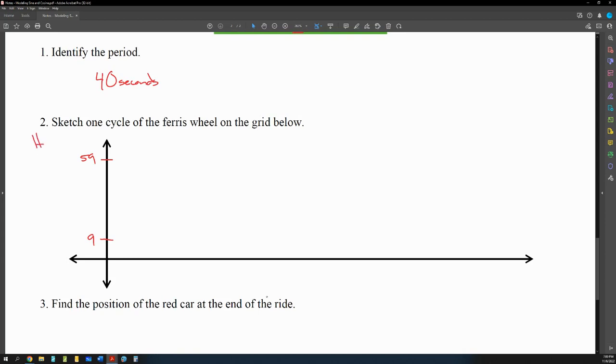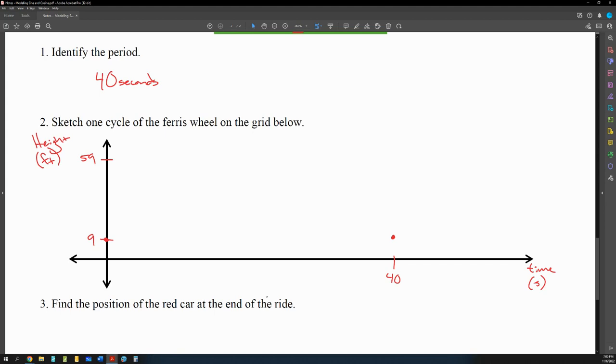So these are our y values. We're measuring the height above the ground in feet. Okay, our x-axis is time in seconds. Okay. I also know that at 0 seconds, we're at the bottom, and then also at 40 seconds, the end of our cycle, we're at the bottom as well. So I can go ahead and plot those points.